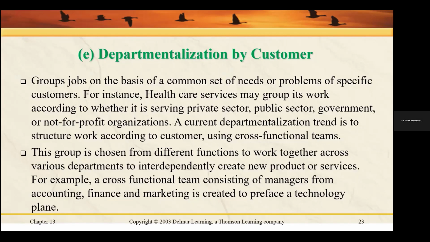In our healthcare services, we can work together with nurses, midwives, public health nurses, and doctors in various specialty areas. We can also have nutritionists, dietitians, physiotherapists, and all. We come together to work to improve the health of patients or to satisfy patient needs or care. So this is departmentalization by customer.